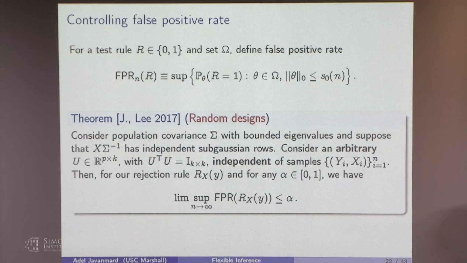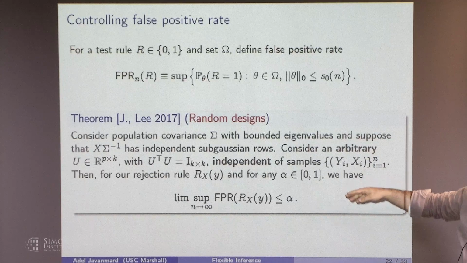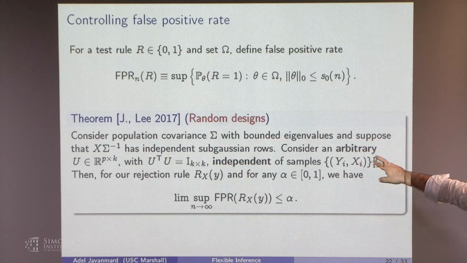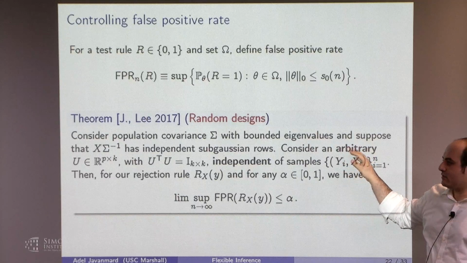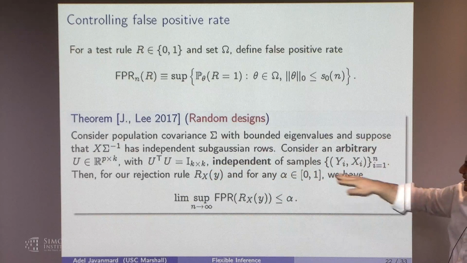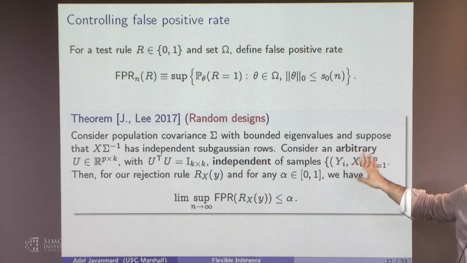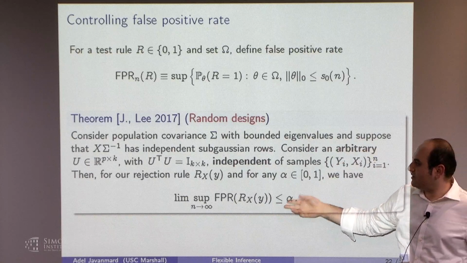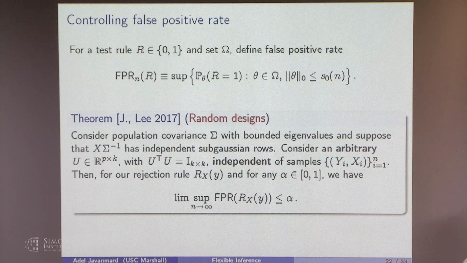So this is the theorem for random design. It has, I think, the assumptions that we need. The design has sub-Gaussian rows, X sigma inverse has sub-Gaussian rows, and sigma has bounded eigenvalues. Now in this theorem, I'm assuming U to be any arbitrary fixed U that's unitary. This is the basis of some k-dimensional subspace, and it's independent of your samples. Okay? So any U that is independent of this satisfies the assumptions of the theorem, and you can control the false positive rate. So this holds for almost any U.